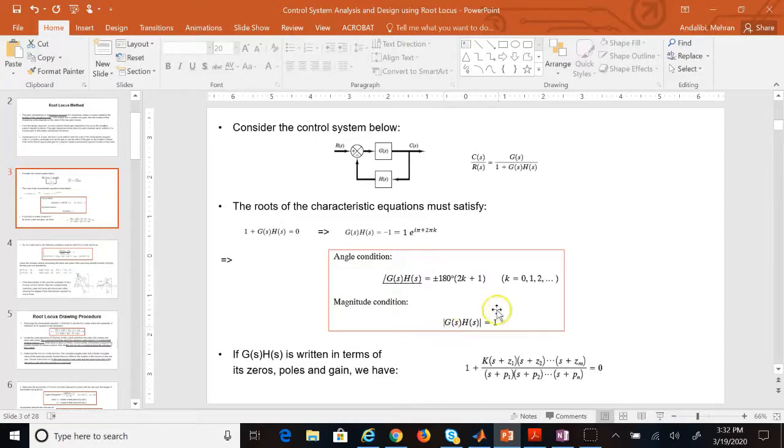Similarly, if G has a pole at the same location that H has a zero, right? So any similar pole-zero combination between G and H would cancel out, and they will not contribute to the root locus.